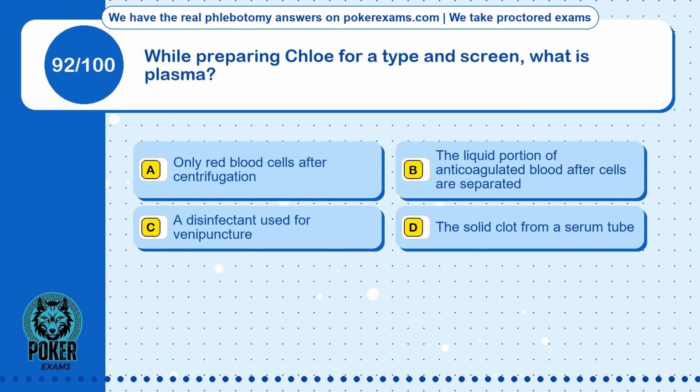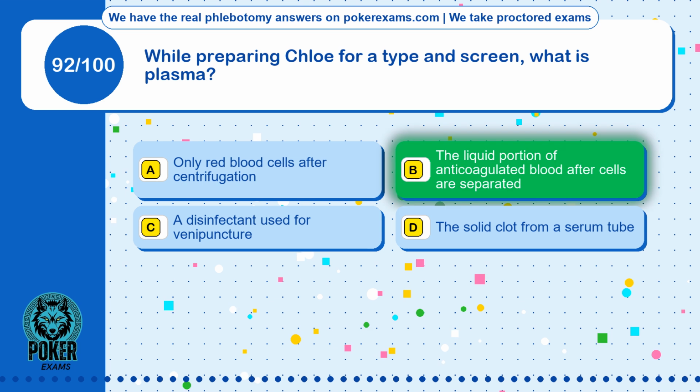Question 92. While preparing Chloe for a type and screen, what is plasma? Option A. Only red blood cells after centrifugation. Option B. The liquid portion of anticoagulated blood after cells are separated. Option C. A disinfectant used for venipuncture. Option D. The solid clot from a serum tube.